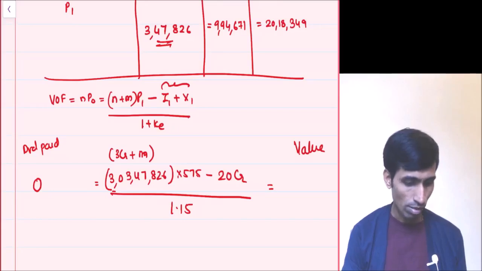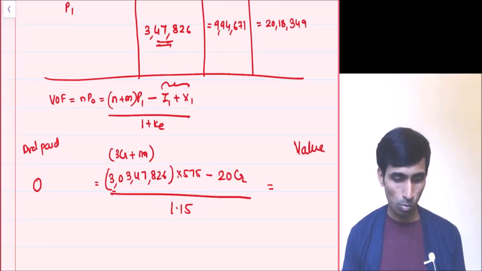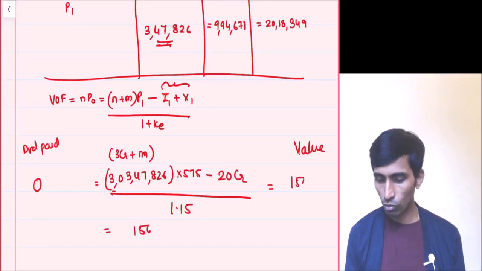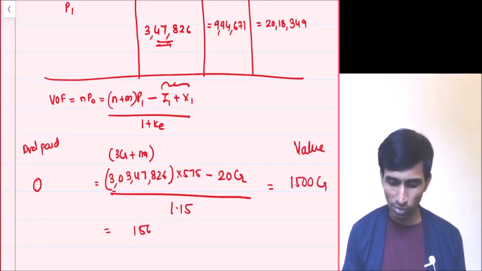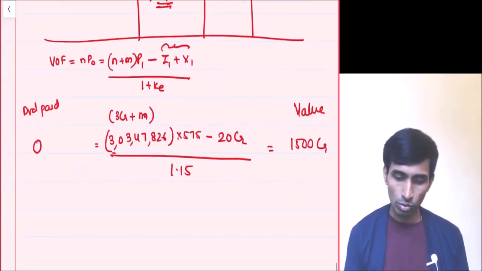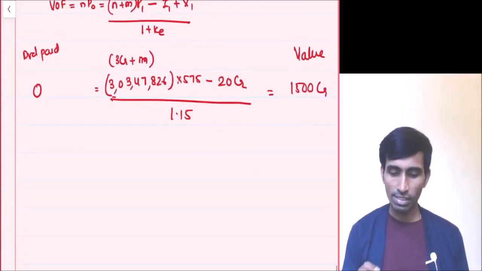826 into 576, okay, is equal to minus 20 crores, divided by 1.15. So I'm getting an answer of 1500 crore approx. I'll write here 1500 crore approx. Leave the 2 crore, you might be getting 1.1502, but leave that. Okay, 1500 crore. Okay, listen again.